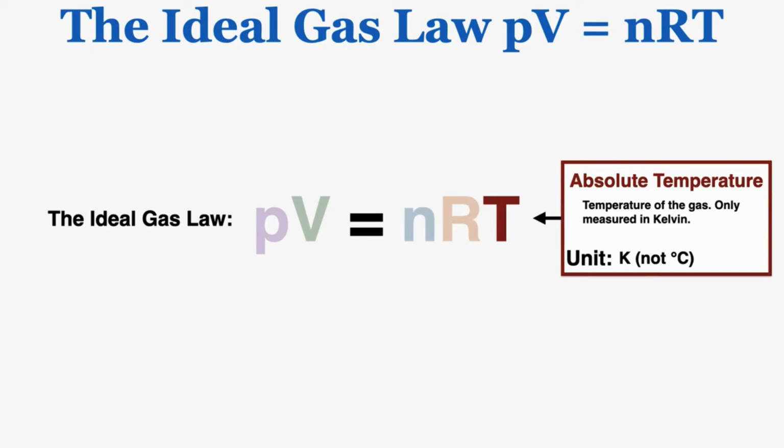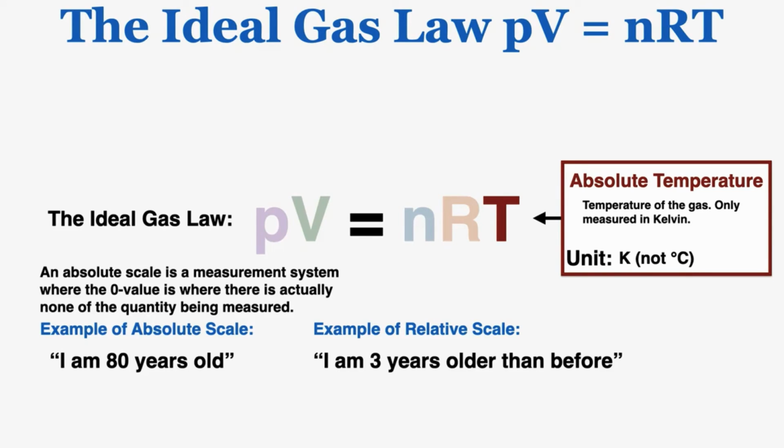The last variable to worry about is capital T, which is the absolute temperature. It's not just the temperature. We call it the absolute temperature because it's only measured in Kelvin, not degrees Celsius or Fahrenheit. An absolute scale is a measurement system where the zero value is where there is actually none of the quantity being measured. So as an example of an absolute scale, if I said I am 80 years old, that means I am 80 years away from being 0 years old, from having no age at all. So that would be an absolute scale, because the 0 point on that scale is where I actually have none of the thing being measured.